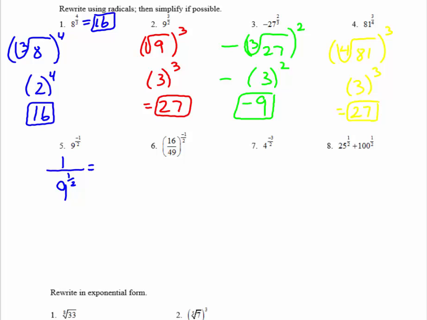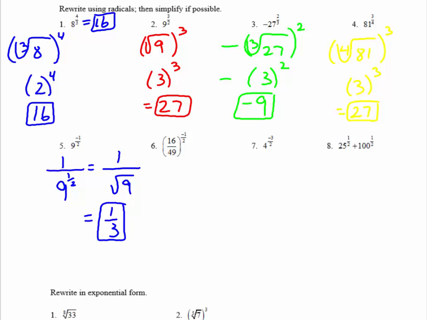Now we can rewrite it, but do not rewrite that until you've gotten rid of your negative exponent. So 9 to the 1/2, we have a power 1 and an index of 2, so we just get the square root of 9. And the square root of 9 is 3, so my answer is 1 over 3, because the negative moved it to the denominator.